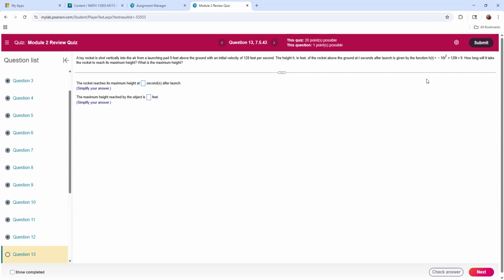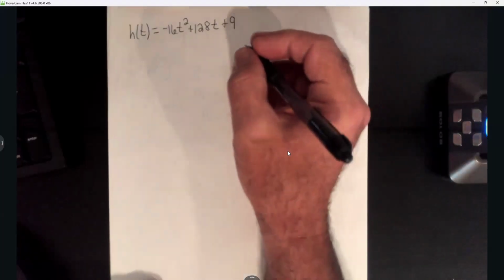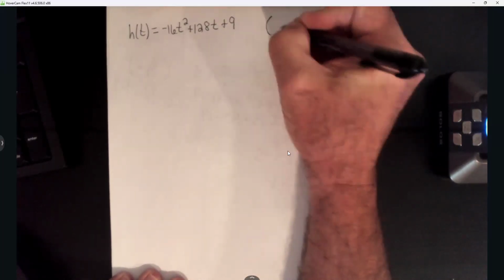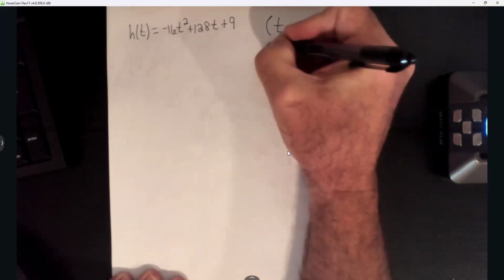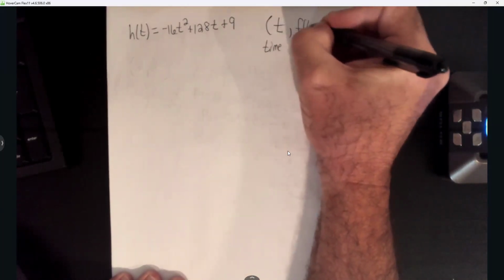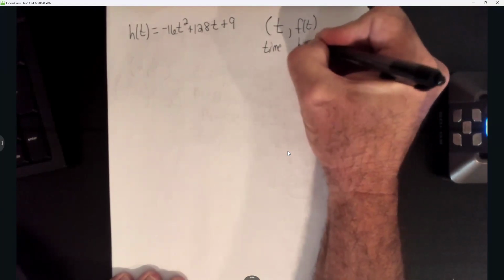Now what they want to know is, when will it reach maximum height? So what time will it take to reach the maximum height? And then, what is its maximum height? Well, y'all, this is just another vertex formula. Once I find the vertex, t will give me the time, and then that f of t will give me the height.